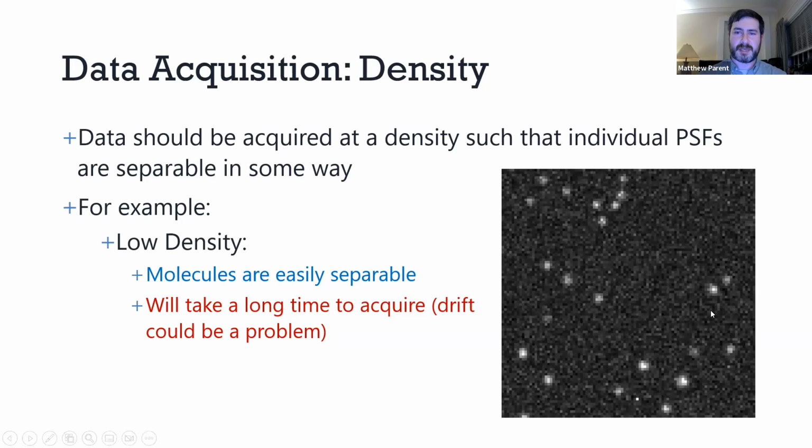If I tried to take it like this and I had millions of molecules, it would take me a very long time, or a lot of frames, in order to sufficiently reconstruct my sample. And it's also prone to drift because of that time. So that's something to keep an eye out for.